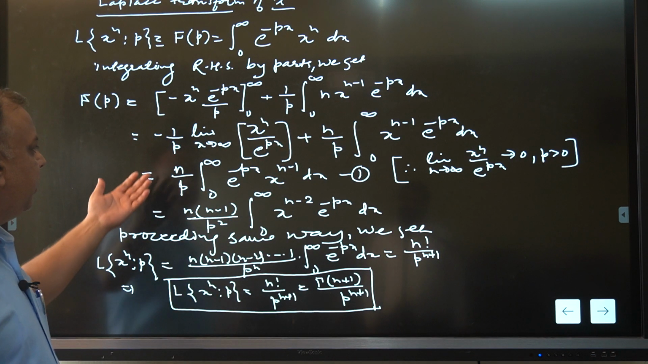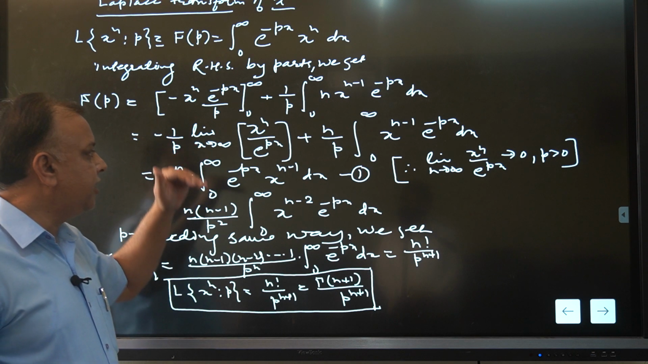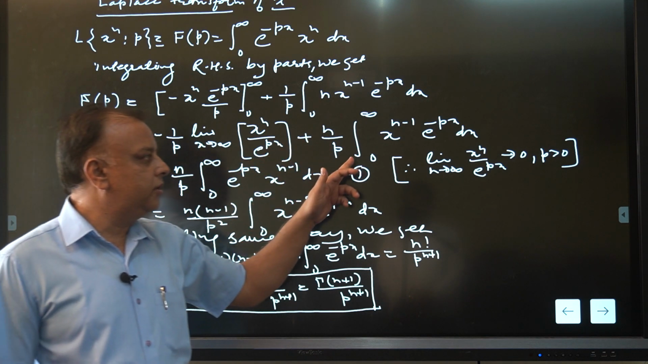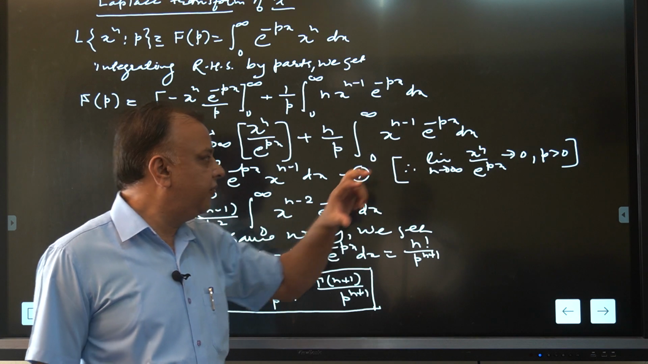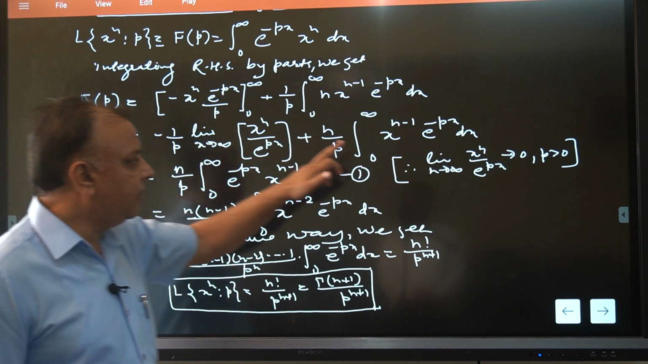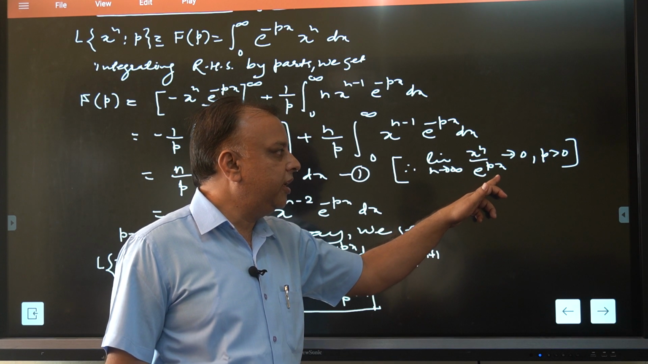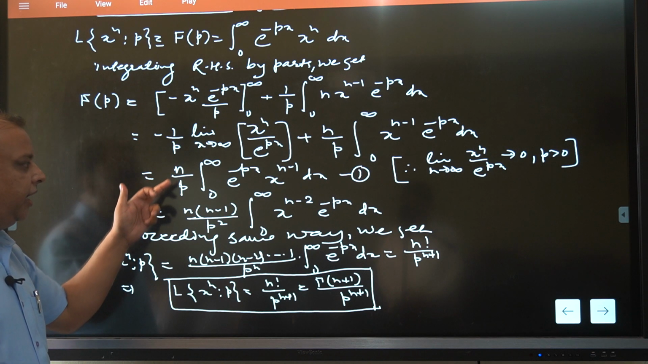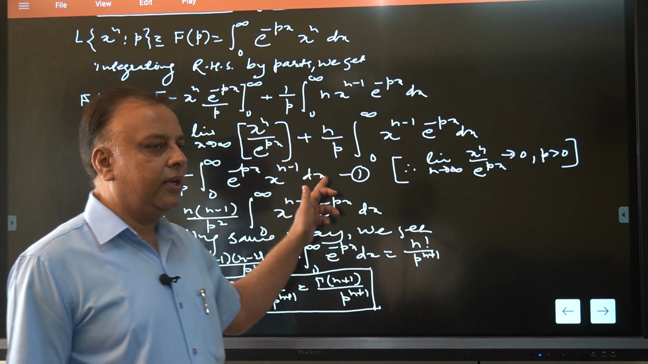Again, calculating the value, this is equal to minus 1 upon p, limit as x tends to infinity of x raised to n upon e raised to px, plus n upon p integral 0 to infinity x raised to n minus 1 e raised to minus px dx. If you calculate the limit, as x tends to infinity, x raised to n upon e raised to px is equal to 0, then this comes to be equal to n upon p integral 0 to infinity e raised to minus px x raised to n minus 1 dx.